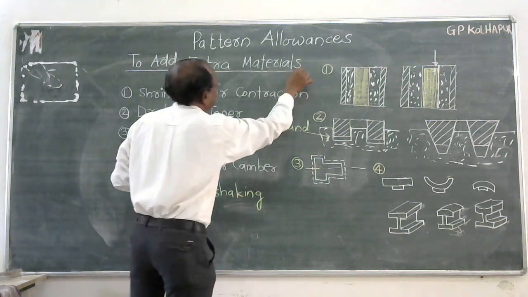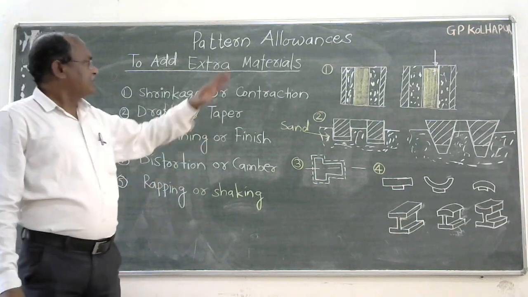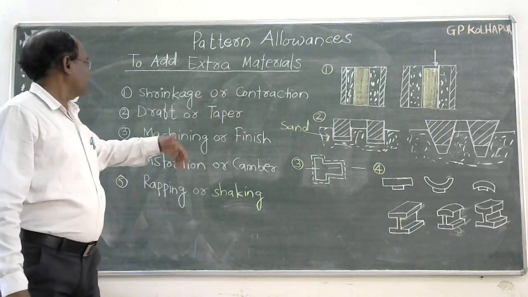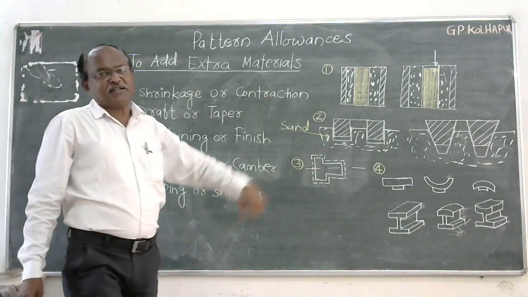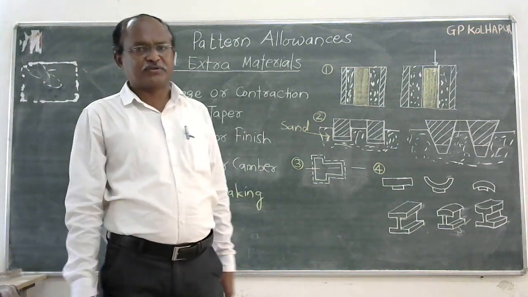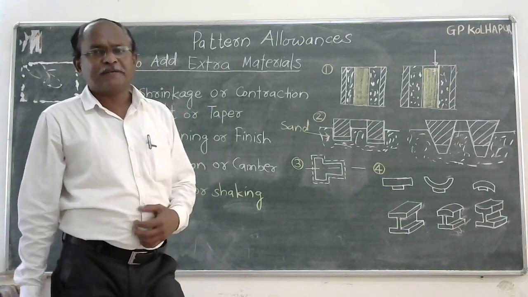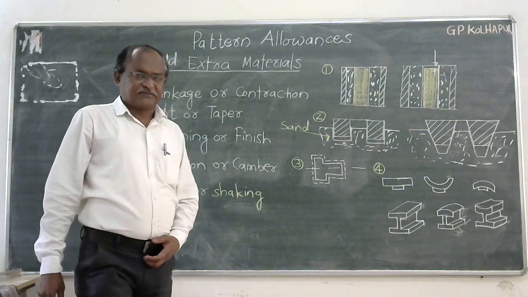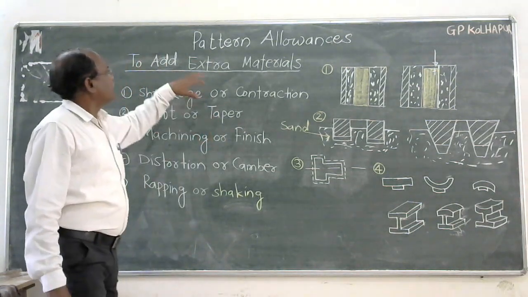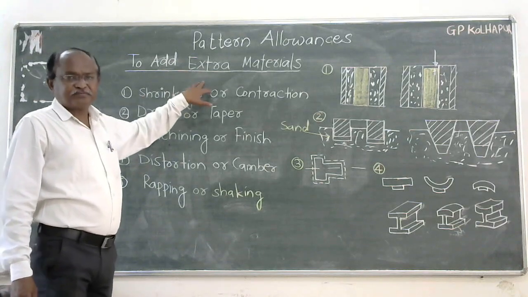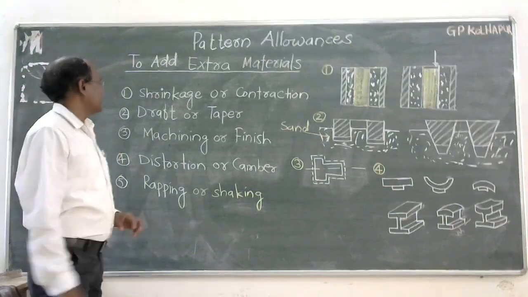You add extra material on the pattern so that you can account for various shrinkage allowances and taper, since some size and shape will change. So you work on those sizes so that you can obtain the casting product as per your dimensional specification, once you add the extra material. So adding the extra material is called pattern allowances.